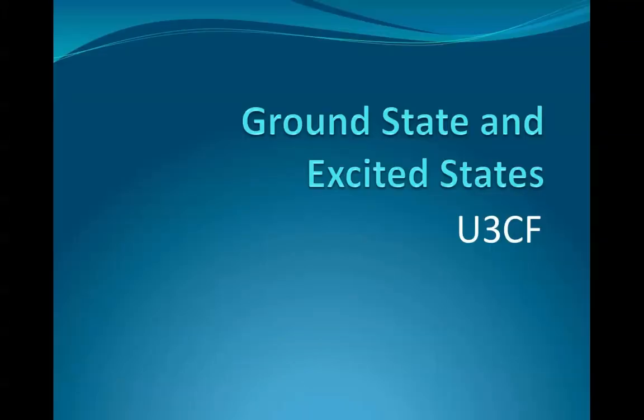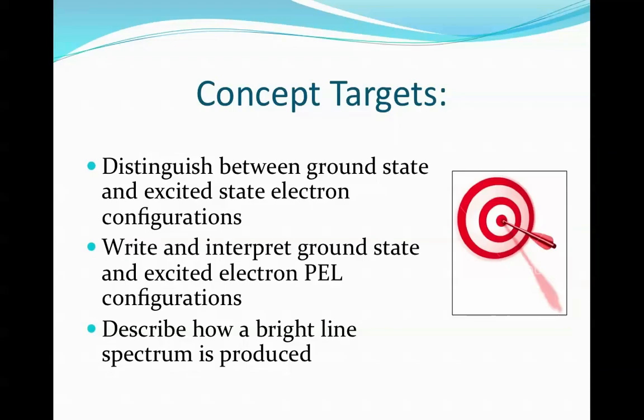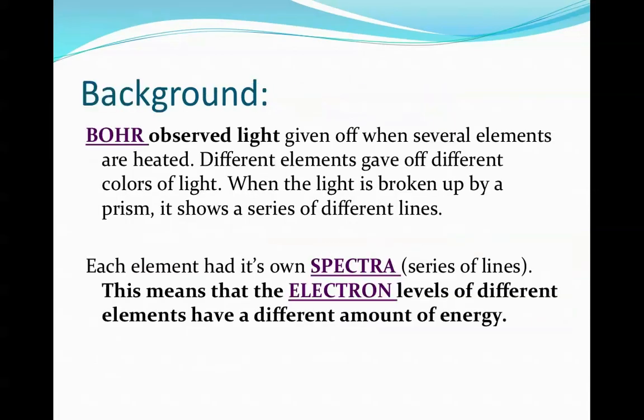In Concept F, we're going to be focusing on what's called the ground state and excited states in terms of our electrons, and also discussing how a bright line spectrum is produced. So students should be able to distinguish between ground state and excited state electron configurations. They should be able to write and interpret them, and also, again, be able to describe how a bright line spectrum or light is produced from an atom.